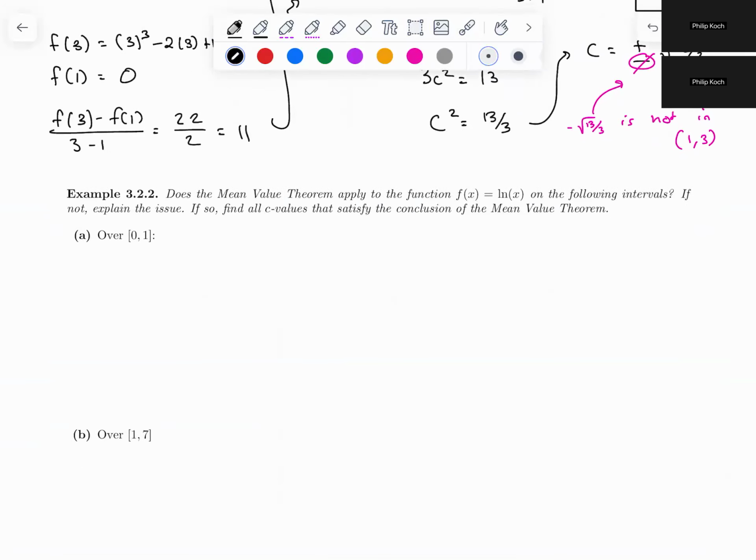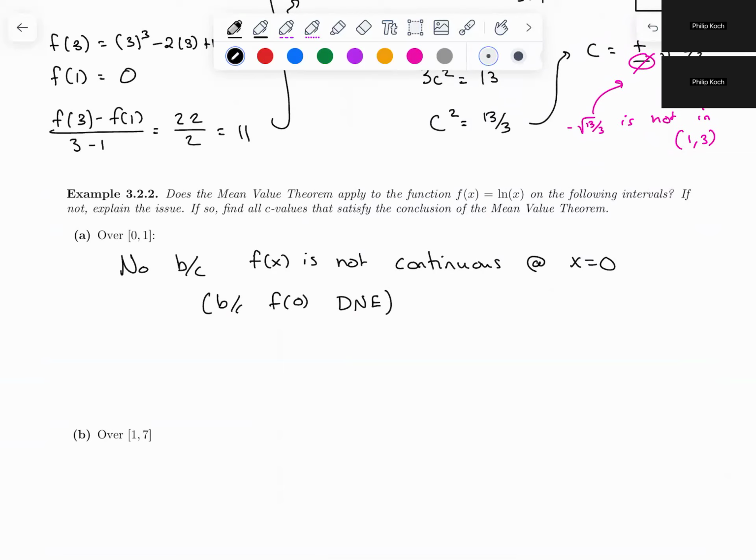So does the mean value theorem apply to f of x equals natural log of x on the following intervals? If not, explain why. So it does not apply for the first situation. No, because f of x is not continuous at x equals 0 because f of 0 does not exist. So it won't fit into the mold. You need to be continuous on the closed interval, but f of 0 doesn't exist.